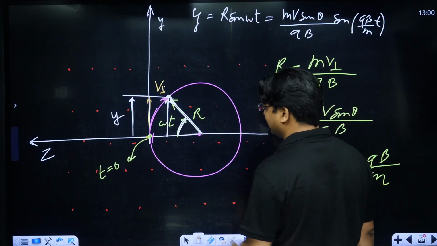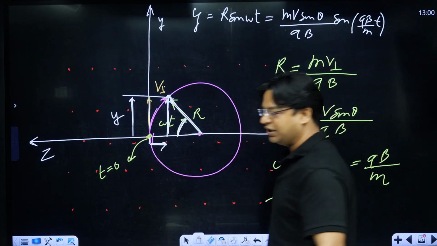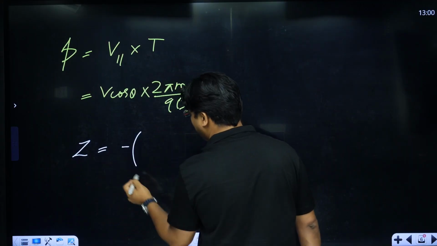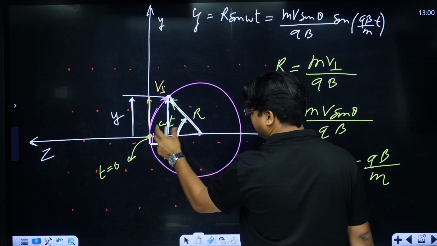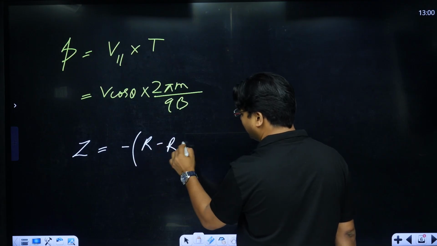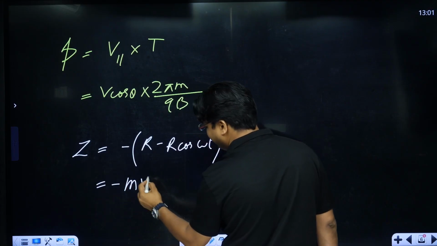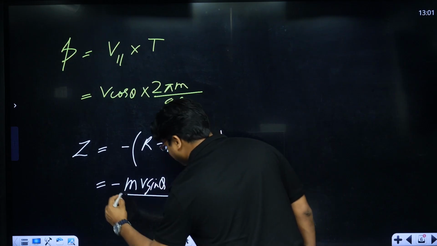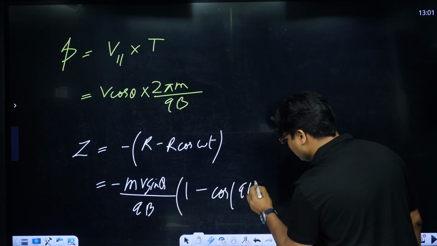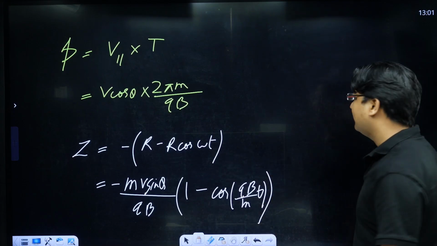Similarly, if you want to write the z coordinate, notice that this is the z coordinate, and of course it is on the negative side. So we can write the z coordinate as minus of this length. And how much is this length? This is capital R minus r cos theta, where the angle is omega t. So this becomes minus mv sine theta by qB into 1 minus cos of qB by m into t. Just have a look at this. So this is z. And what about the x coordinate?